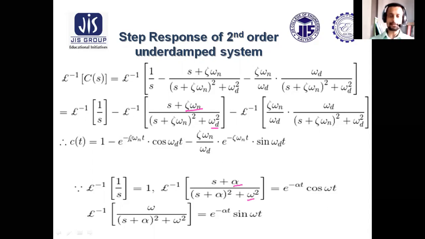So 1 minus e to the minus alpha t, where alpha is zeta omega n, so e to the minus zeta omega n t into cos omega d t, minus zeta omega n by omega d, which can be taken out because it is not associated with any s term. So this is a constant term. Then e to the minus zeta omega n t sin omega d t.